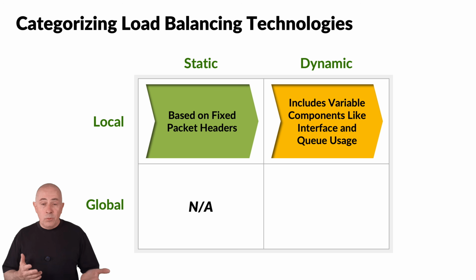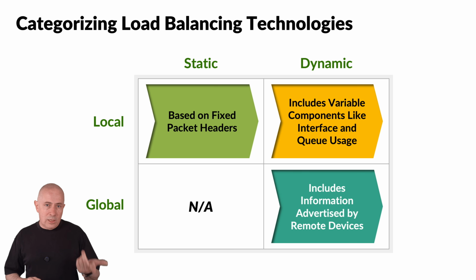For example, we're going to consider how occupied are the interfaces or the buffers. Third type, dynamic and global. It does reuse the same parameters as the second category, but this time it will also add dynamic metrics advertised by the neighbors in real time.